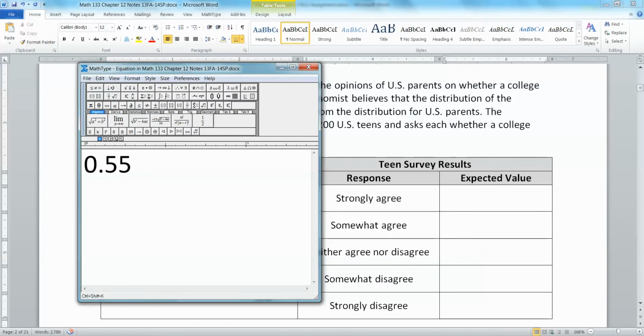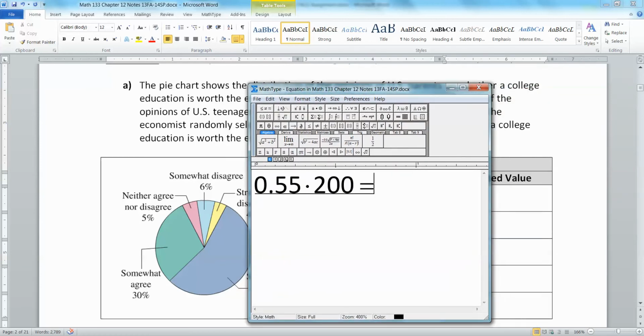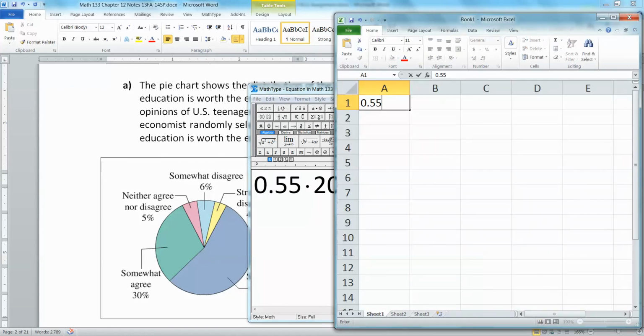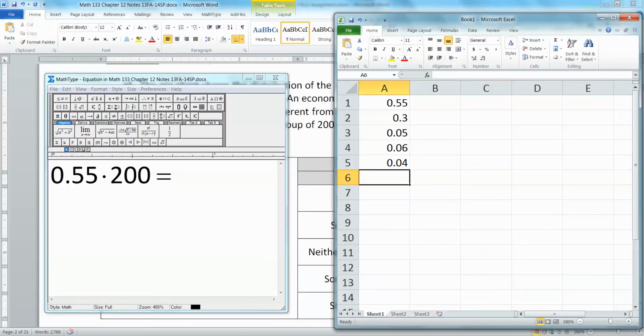0.55 times, what was it? 200. And I would just find what this is with a calculator, with Excel, something like that. So I grab Excel. So it was 0.55. Matter of fact, I'm going to use Excel to do all of these. 0.30, 0.05, 0.06, and 0.04, I believe is the last category. There they are. So I'm just going to multiply each one of these by 200. So equals that cell times 200, enter. And then Excel will figure all this out for me. So wonderful. So it's multiplying 0.30 times 200, 0.05 times 200, and so on.